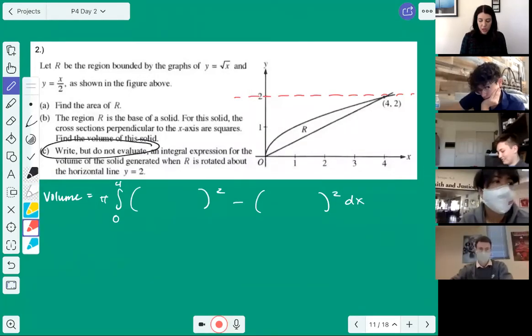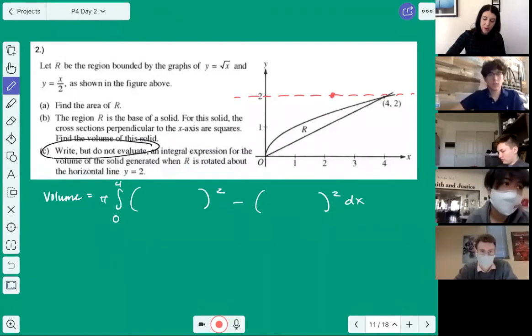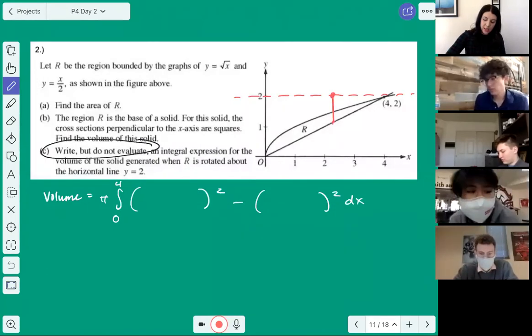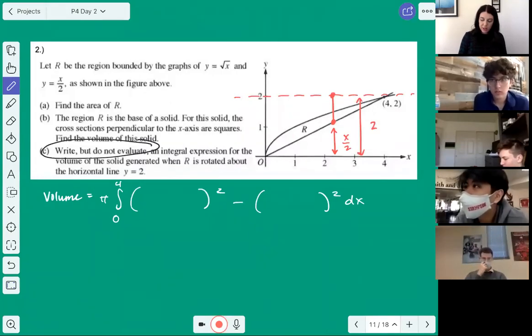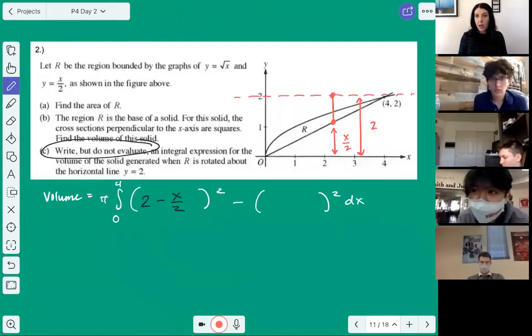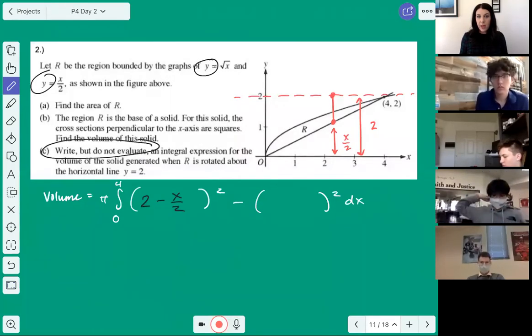So for r out, I'm going to draw a dot on the thing I'm rotating about to the furthest away point. I recognize in this case that the distance from here to here is x over 2. The total distance from here to here is 2. So I have the difference there: 2 minus x over 2. In this case, you cannot call it f of x because they're both called y, so you have to be careful here. You can't use f of x or g of x. You actually have to use the function. So 2 minus x over 2.